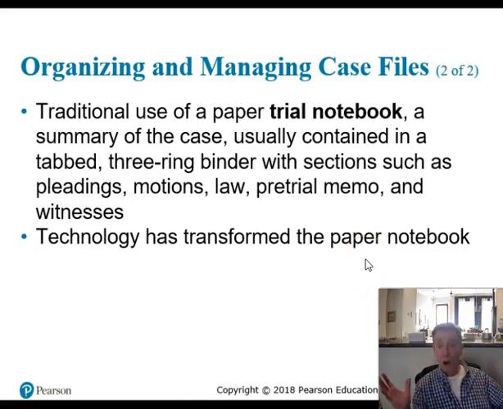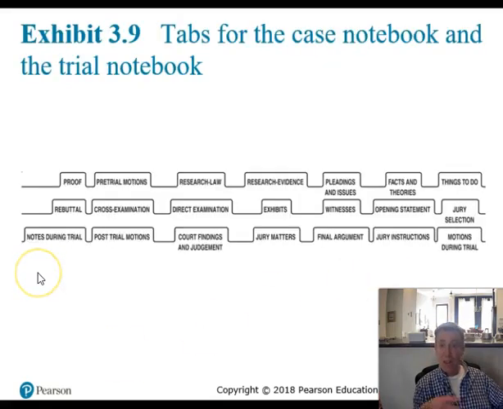Traditionally, there was a trial notebook, which just had a summary of the case contained in tabbed 3-ring binders with sections such as pleadings, motions, law, pretrial memo, and witnesses. Usually this is now in a laptop. But this is kind of what the notebook would look like, with all the different things that you have to keep straight and keep separate from each other and easy to find. So now, the software sort of does this, but in an electronic method.